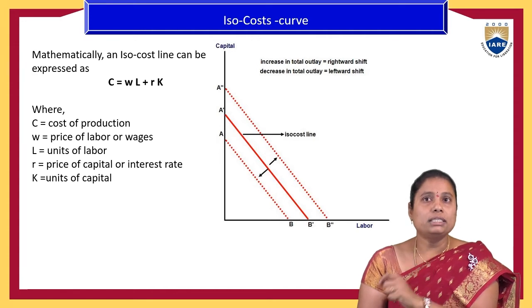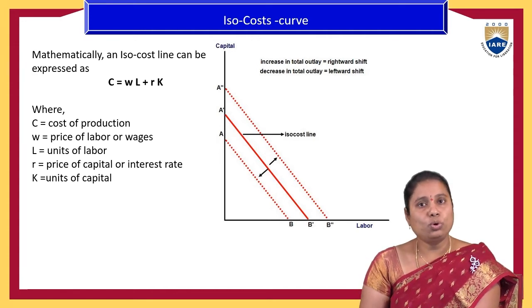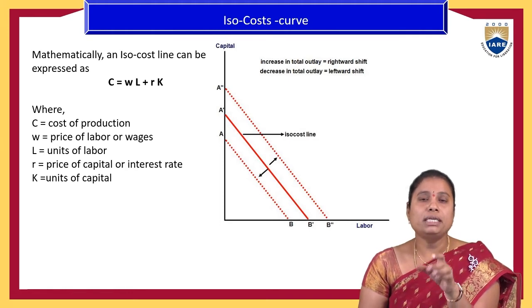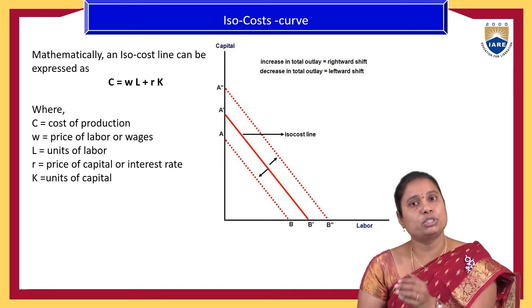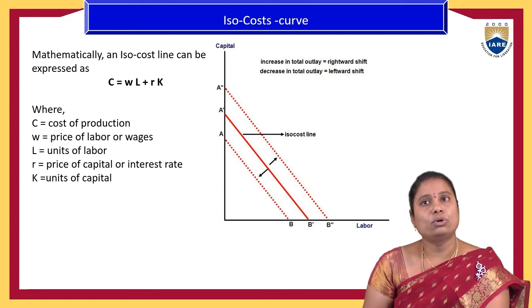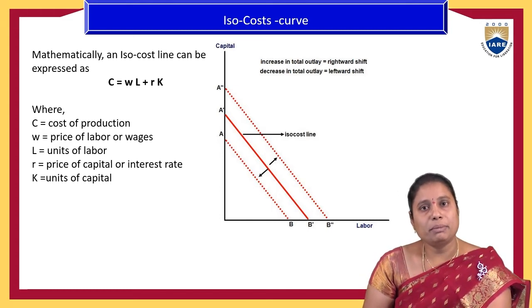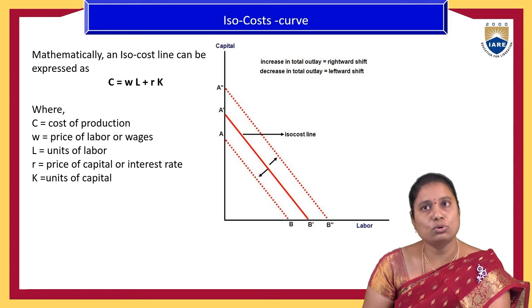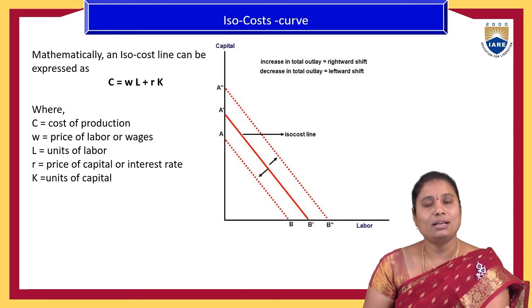So in the isocost, if they want to know the cost of the production, that is equivalent to one input and the expenditure incurred on that input, plus another input and the expenditure incurred on that particular input. That has to be shown, and this is the mathematical expression used to estimate the cost of the particular isocost curve in the production function.